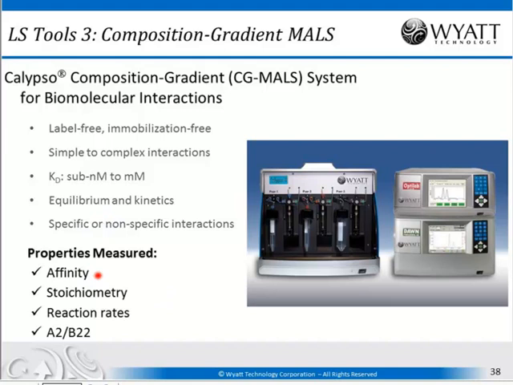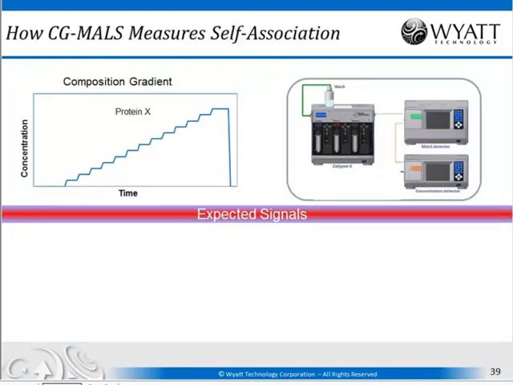Properties measured are affinity and stoichiometry. And by stoichiometry, we don't mean just the stoichiometric ratio, that is how many moles of one molecule bind to the other, but the absolute stoichiometry or the molecular stoichiometry: how many molecules of one protein bind to the other protein, or how many come together to form a homo-oligomer. Also reaction rates, and A2, B22, which are the virial coefficients.